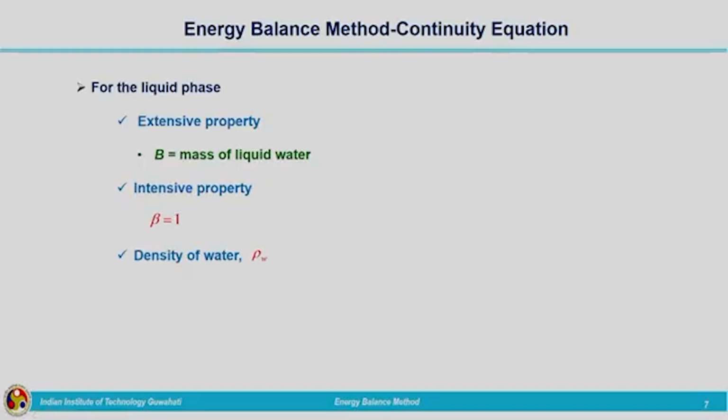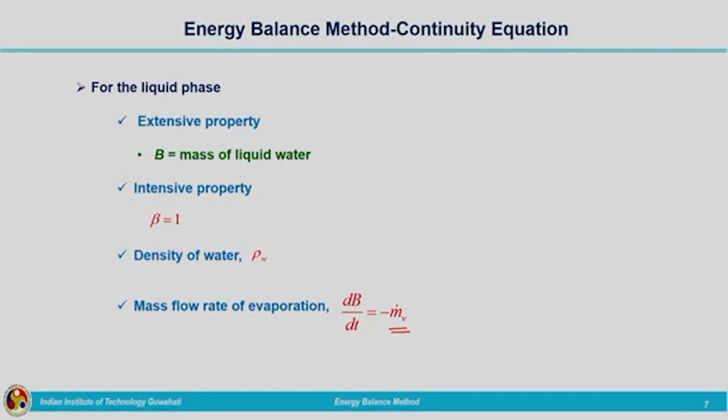Density of water we know already, rho W. Now, mass flow rate of evaporation we are representing by m dot V. So, mass flow rate is in the differential form, it is dB by dt, because our extensive property B is the mass of the water present in the pan. So, mass flow rate due to evaporation can be written as dB by dt, that is negative m dot V. Again the negative sign is because the water level is reducing.